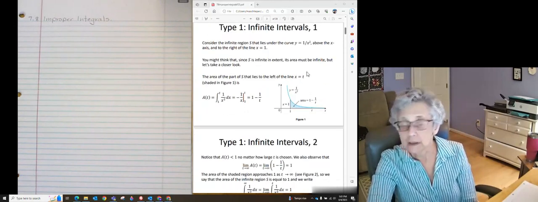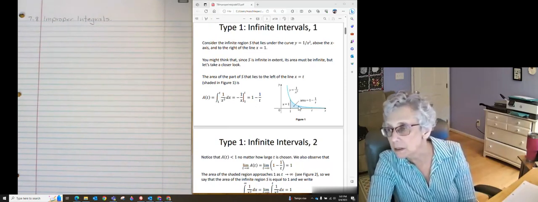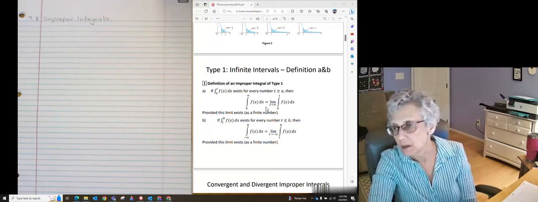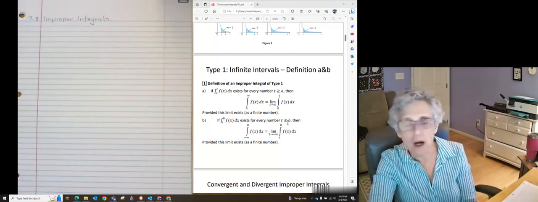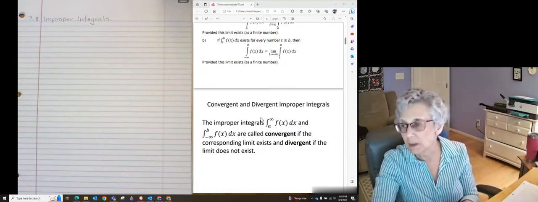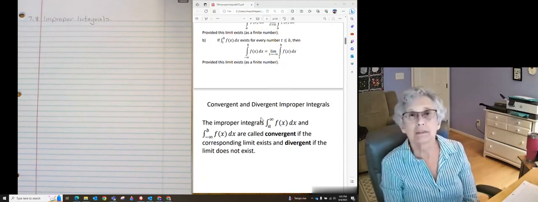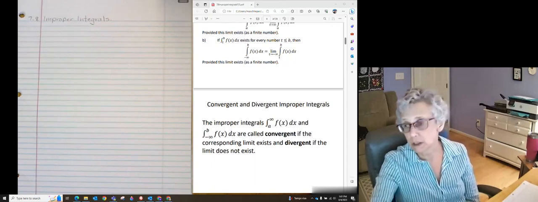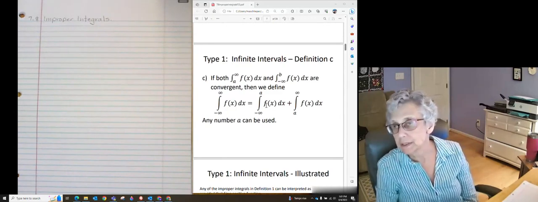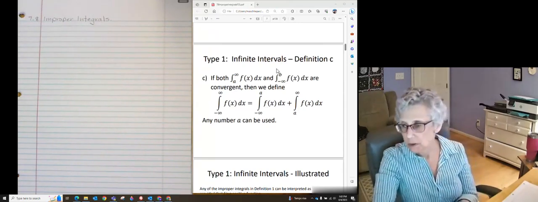Okay, so type 1, this is the type where you have an infinite limit of integration over infinite intervals. So you either write it as the limit as t approaches positive or negative infinity, or you may have to divide it into two pieces if it's going both ways. Improper integrals are called convergent if they have an answer, divergent if they do not. And again, if it goes both ways, they have to both be convergent or it's divergent.